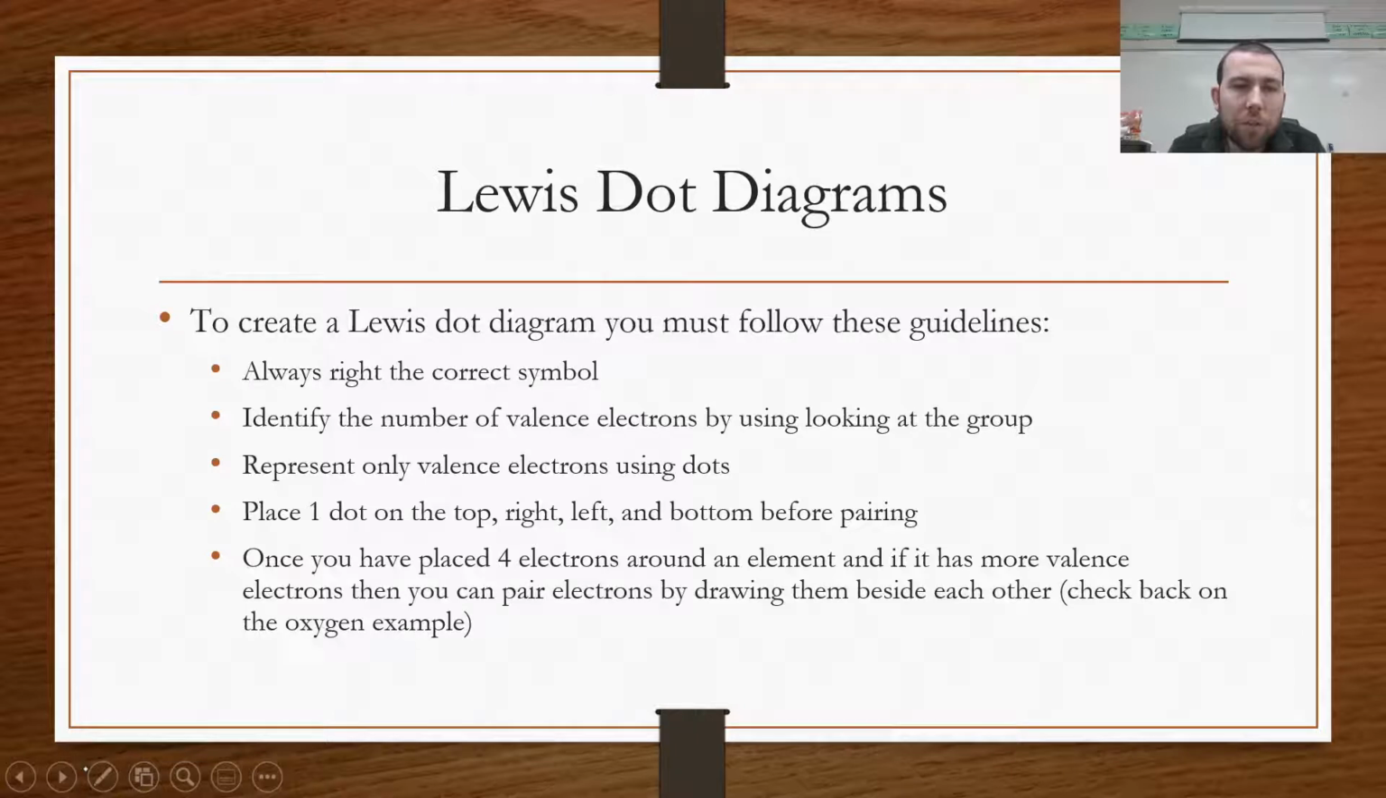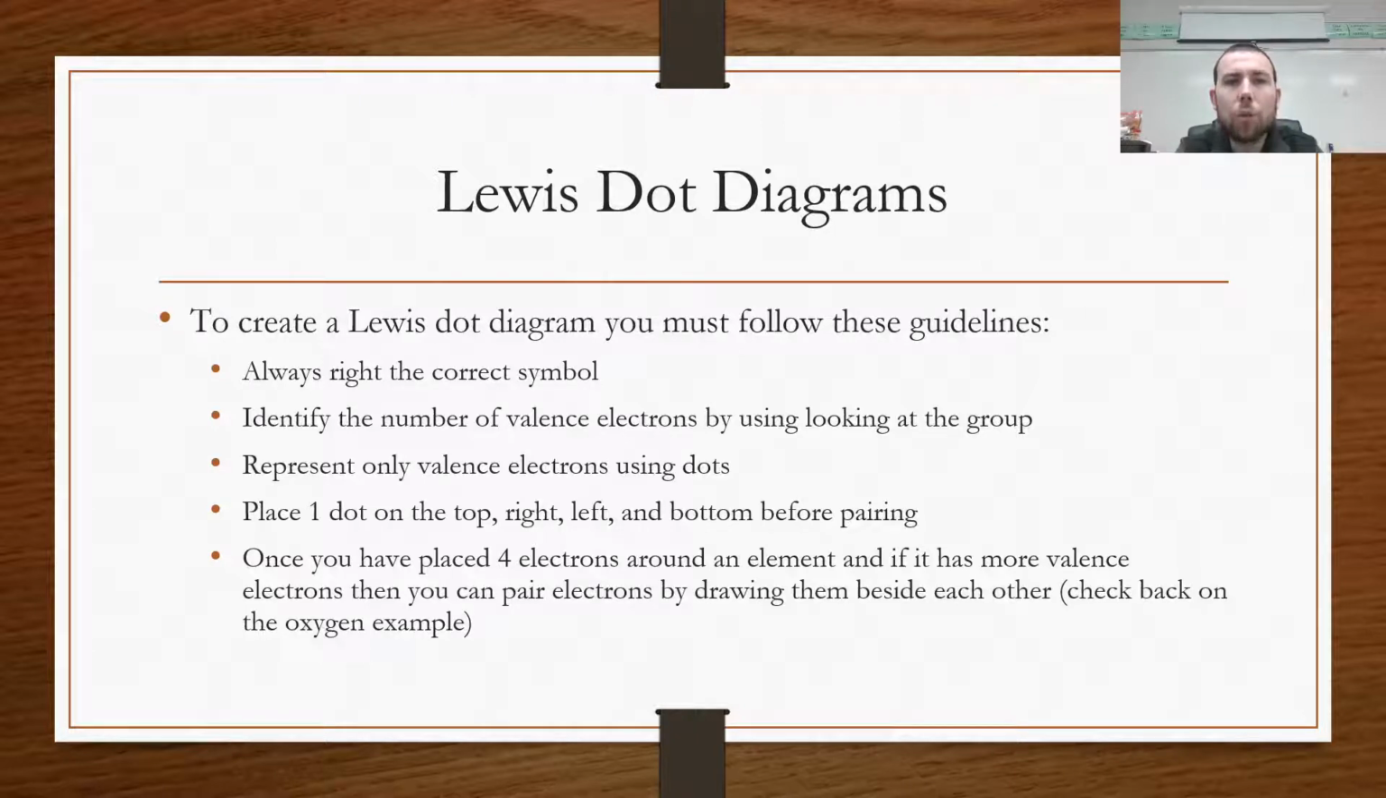The second piece of information that we're going to need to do is to identify the number of valence electrons by looking at the group that element belongs to. And like I mentioned, if it's in group 1, 1 valence electron, group 2, 2 valence electrons, and so on and so forth.